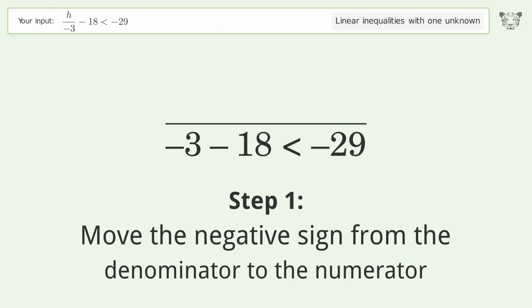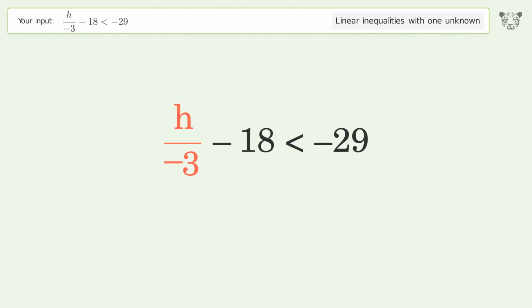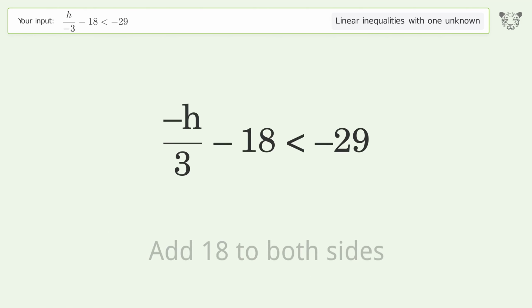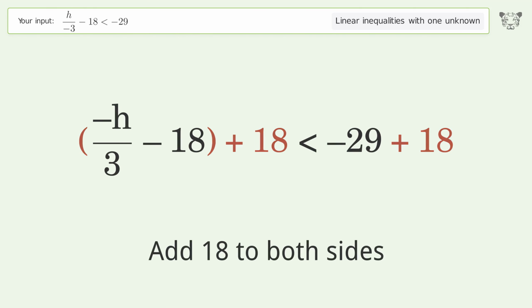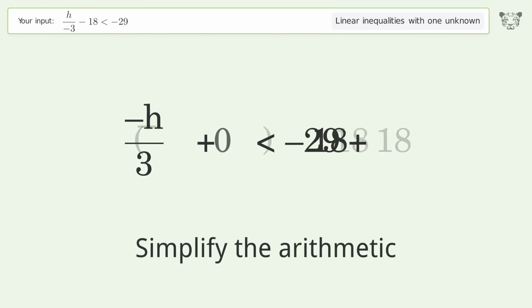Move the negative sign from the denominator to the numerator. Group all constants on the right side of the inequality. Add 18 to both sides. Simplify the arithmetic.